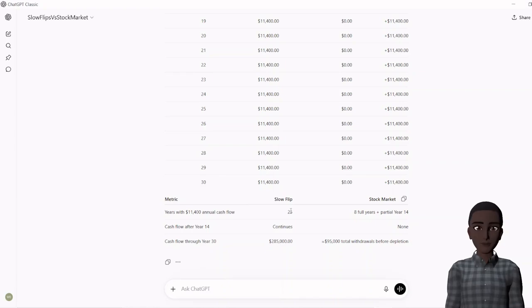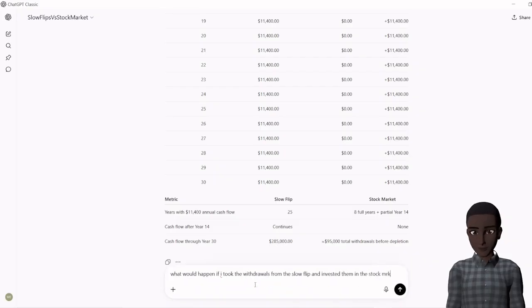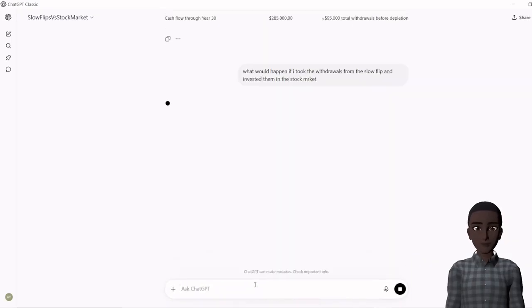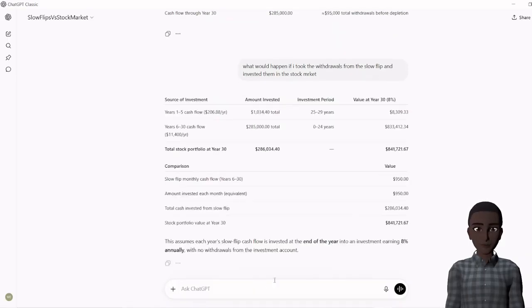Now, if you really wanted to combine these, this is what you could do. You could say, what would happen if I took the withdrawals from the slow flip and invested them in the stock market? Now, that is a really, really interesting scenario because you're combining the best of both worlds. So it's a mix of active and passive.